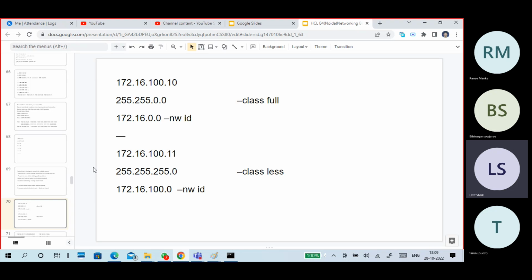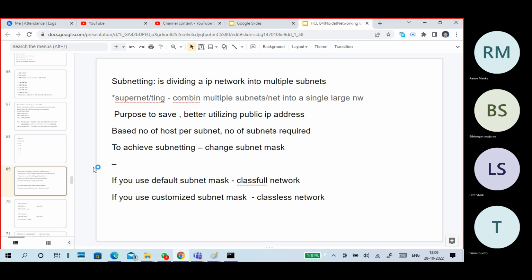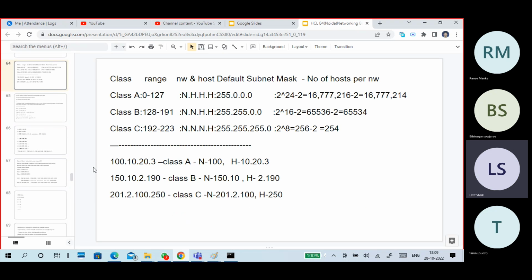If you use the default subnet mask, it is a classful network. If you use a subnet mask different from the default, like a customized subnet mask, it is classless. So what is this concept called, guys? Subnetting. The name itself says it: you have an IP address, and you can divide the IP address into small parts.